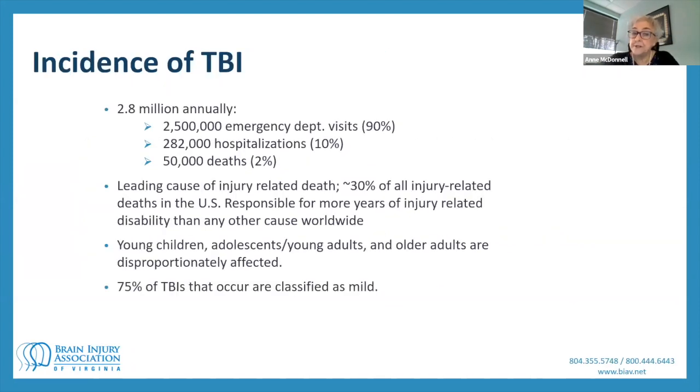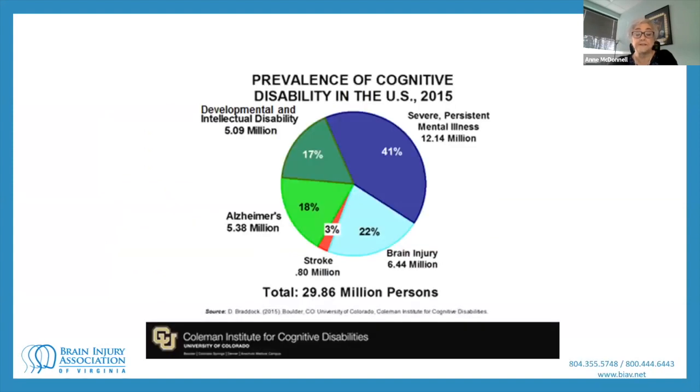There are just shy of 3 million people annually who sustain a traumatic brain injury. And remember, this doesn't include all the folks who sustain a non-traumatic brain injury. Of this 3 million, about 2.5 million will only visit the emergency department. That's a significant figure. I hope you connect some dots on that later. There are just shy of 300,000 hospitalizations, and about 50,000 people die each year. Brain injury is the leading cause of injury-related death, and it's responsible for more years of injury-related disability than any other cause worldwide. We know that kids and older adults are disproportionately affected by brain injury, and that about 75% of all traumatic brain injuries are classified as mild.